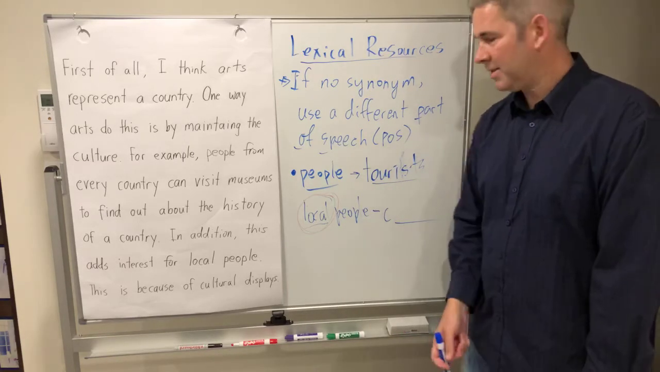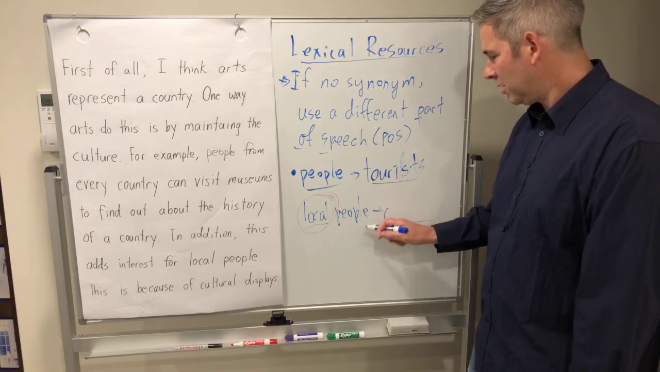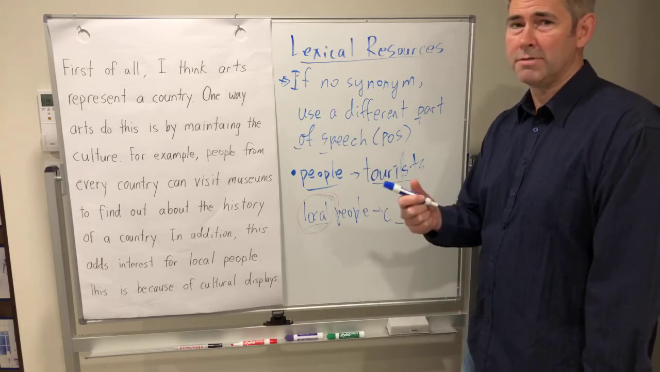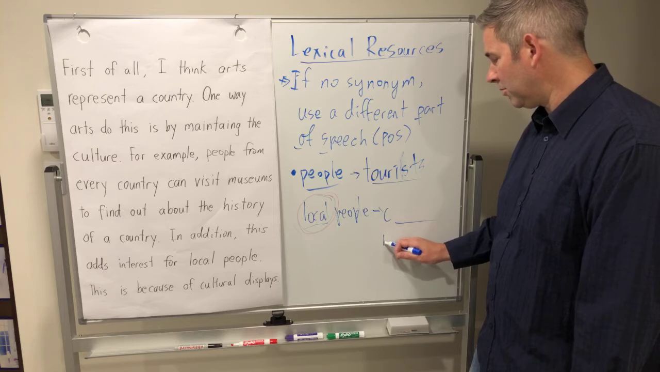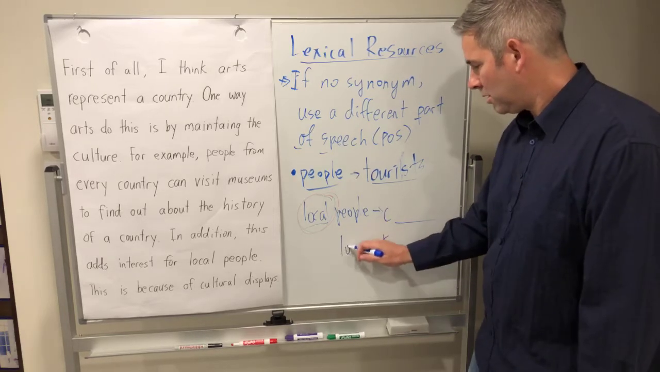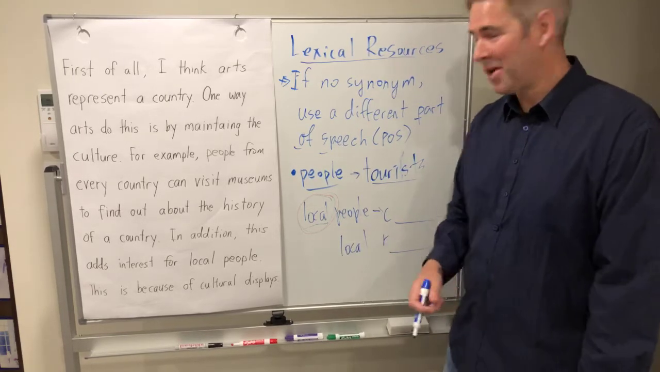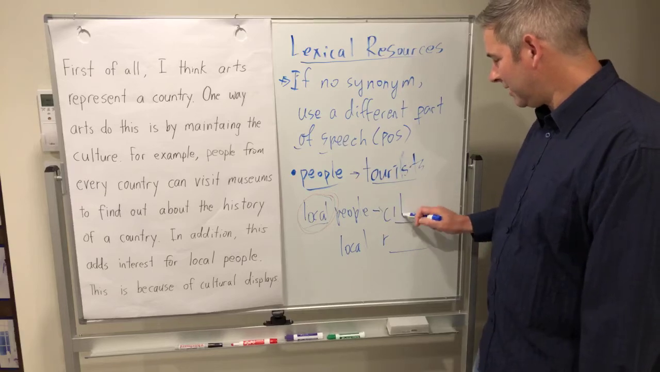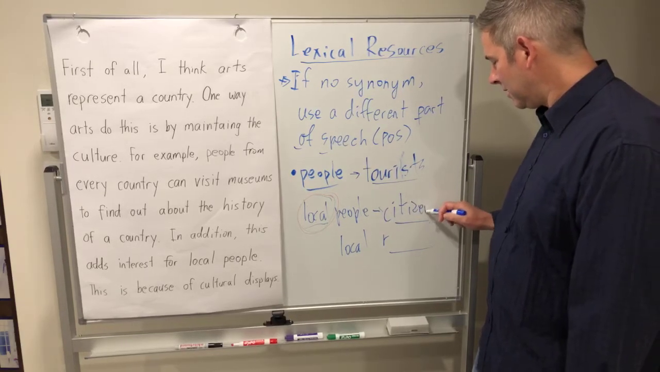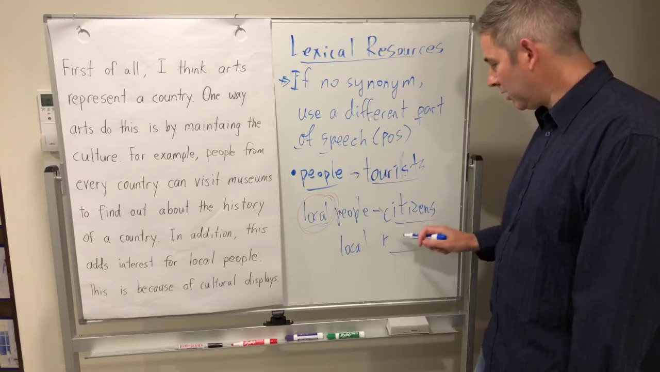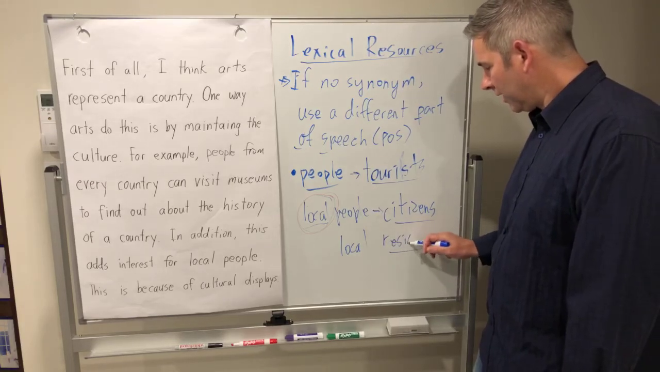So I'll give you a chance. What's the word which means local people that begins with C? In fact, there's probably two. Didn't think of that one in my prep. But if you guessed citizens, well done. And local residents.